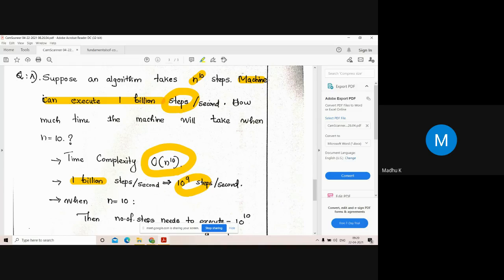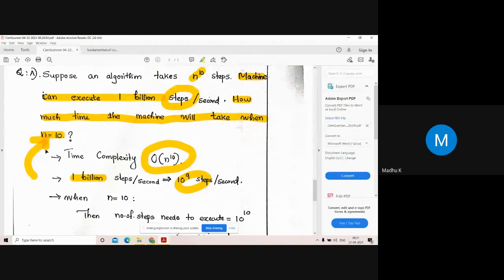So the question is, how much time will the machine take when n is equal to 10? Here n is the problem size. Suppose you developed a sorting algorithm in your own way, and the time complexity is n raised to 10. If you give a problem of input size n equal to 10, how much time will the machine take to execute? That is what you want to find out.